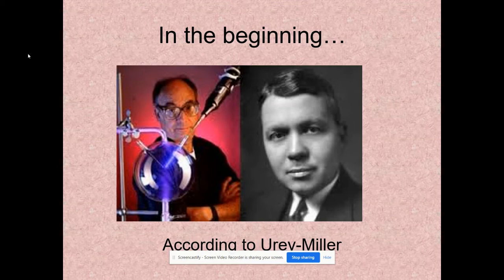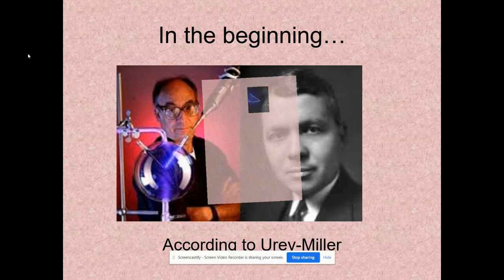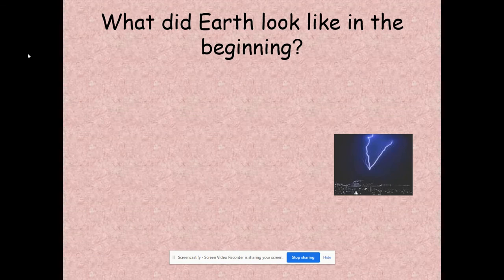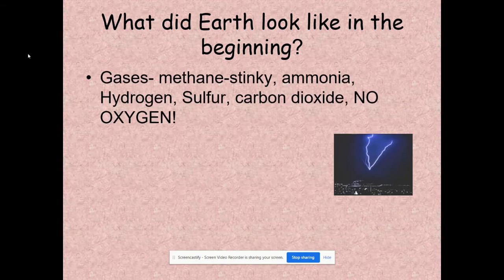This is how the world began in the beginning, according to Urey-Miller. So what did the Earth look like? Well, when it first started in the beginning, it was pretty nasty. It stunk. Methane, which is farts, right? So pretty stinky. Ammonia is not a good smelling thing.